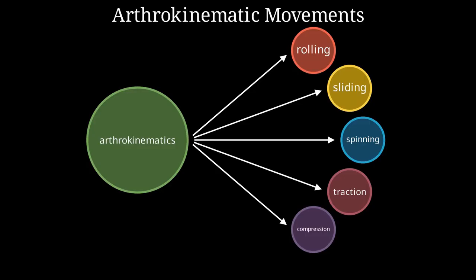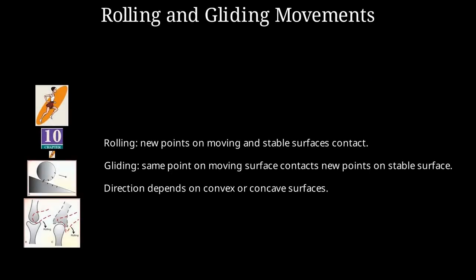The main types are rolling, sliding, gliding, spinning, traction, and compression. Each type has specific characteristics and occurs in different joint scenarios. Rolling occurs when new points on a moving surface contact new points on a stable surface, often between flat and curved surfaces. Gliding happens when the same point on a moving surface contacts new points on a stable surface, typically between congruent surfaces. The direction of movement depends on whether the moving surface is convex or concave.